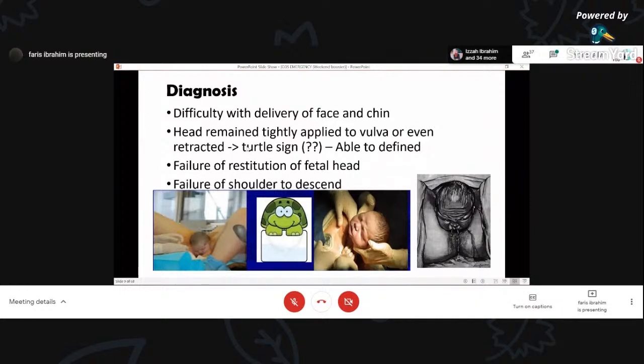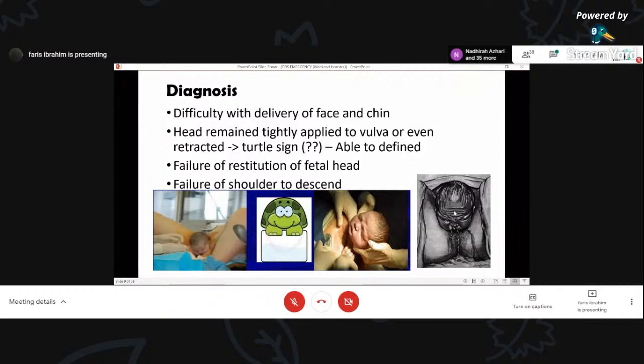Okay, and then the head remains tightly applied to the vulva or even retracted, the turtle sign. Now, the next question is, what is the turtle sign? So the turtle sign is a clinical sign where there is retraction of the head of the fetus against the perineum of the mother. Okay, so that is the turtle sign.